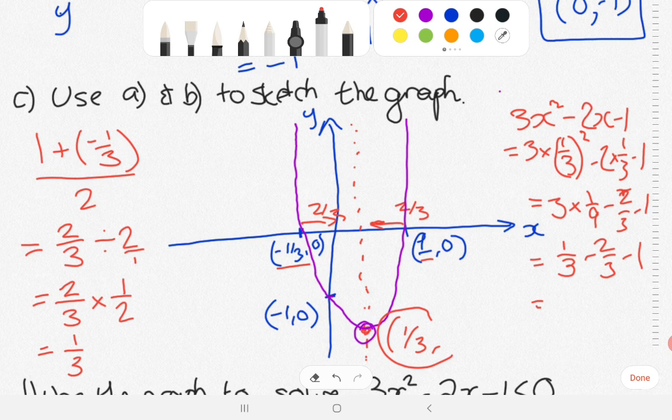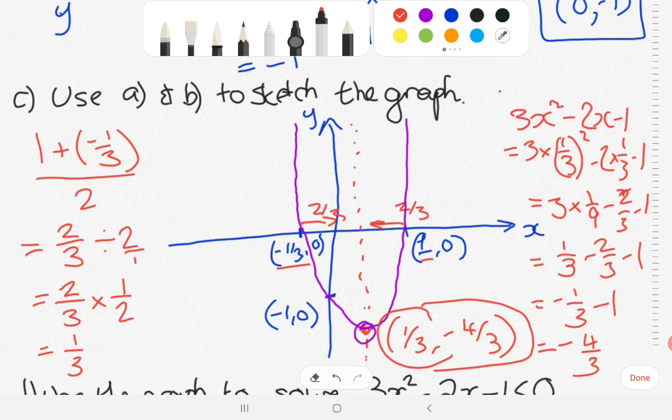Notice I'm doing all this without a calculator in case it came up in paper 1. A third take away 2/3 is minus a third. Minus a third, take away another 1 would be minus 1 1/3 or minus 4/3. And I always prefer to go for a top-heavy fraction. So the coordinate of the turning point is (1/3, minus 4/3). Now, it's not actually important for part D, but it was asked of us in part C, so we needed to have it.